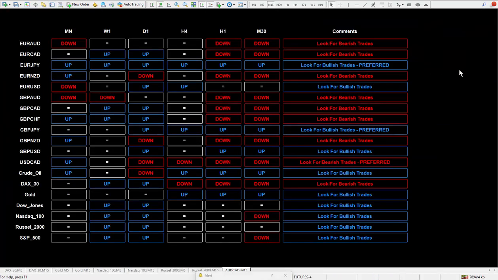Now here's my daily trade plan. It's running in real time, and the time at this point is 10:30 in the morning, New York time. It checks from the monthly right down to the 30 minutes. After it does some calculations, within the comments here it'll say look for bearish trades, bullish trades, sometimes preferred. And not at the moment, but it sometimes will say not enough strength or it's just running flat.